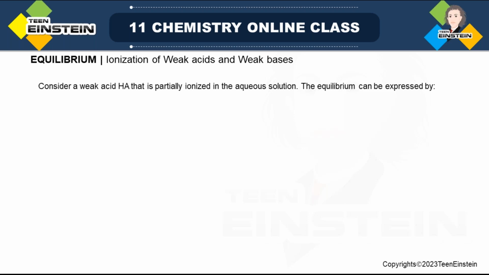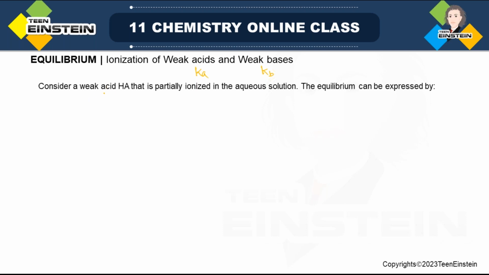Ionization of weak acids and weak bases. We know that for weak acids we use Ka, which is the dissociation constant. For weak bases we use Kb, and that we have already seen. For strong acids we do not use such terms. We do not deal with Ka or Kb because there is complete dissociation. So the value of Ka, Kb for strong acids and bases is very high, almost close to infinity. So that is why we don't talk about Ka or Kb for strong acids and bases. It is only for weak acids and weak bases.